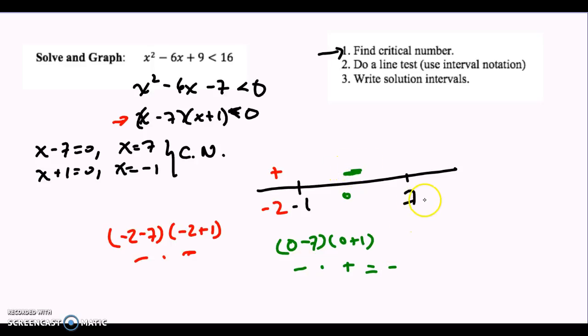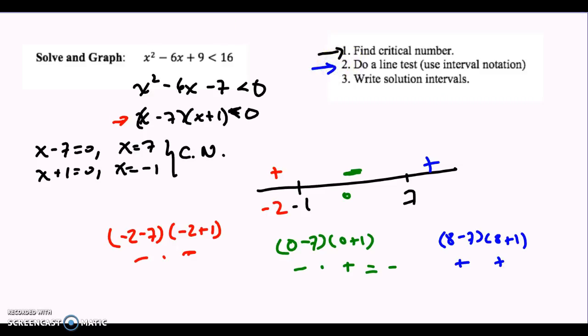I'm going to repeat this process for 7, so I'll pick 8. If I plug in 8, I get 8 minus 7 and 8 plus 1. It looks like both those numbers are going to be positive, which gives me a positive value here. That's the line test. All of this part is the line test.